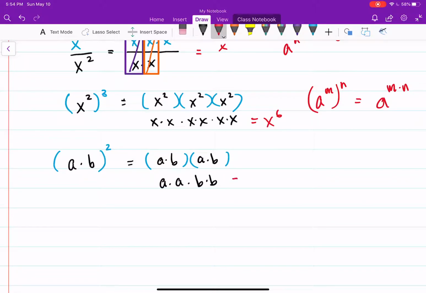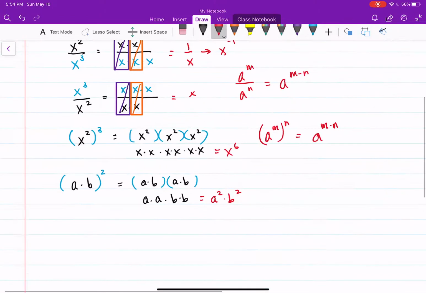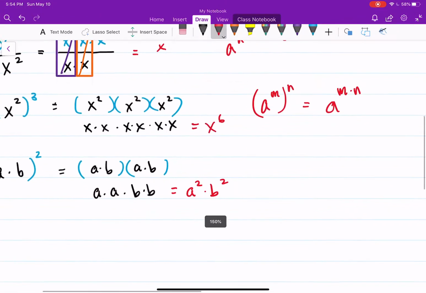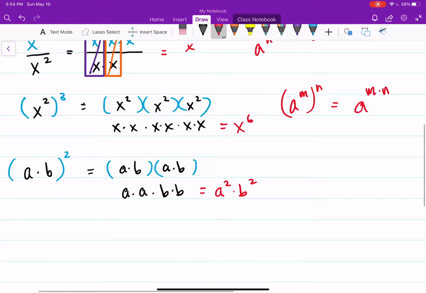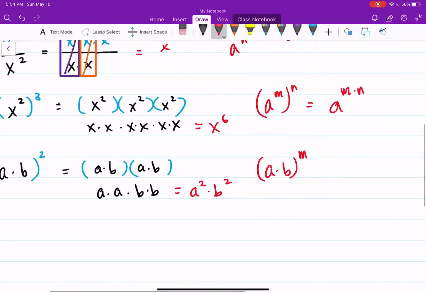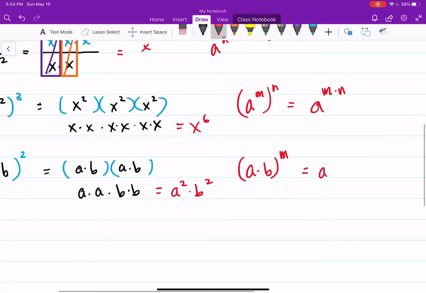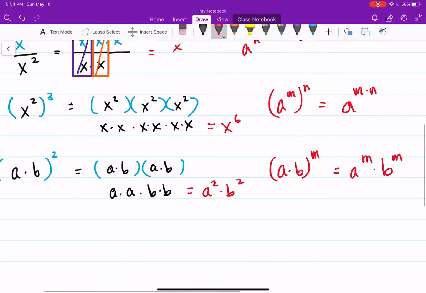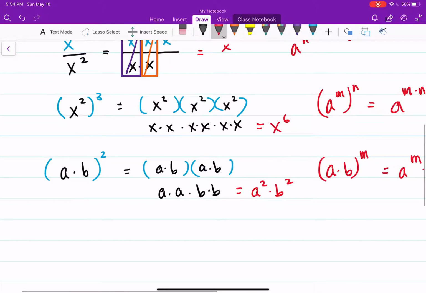I'm going to get a squared times b squared. Well, notice what happened from here to here, right? What happened was that if I have a times b raised to the m power, then a is raised to the m power times b is raised to the m power. So it's kind of like distributing the powers, okay? Let me see what else is there.